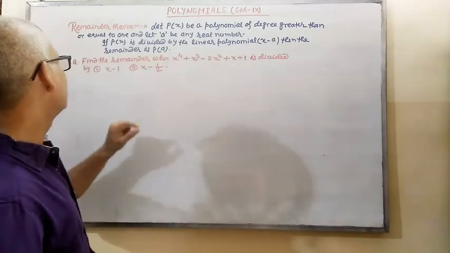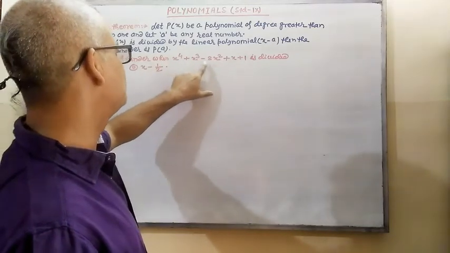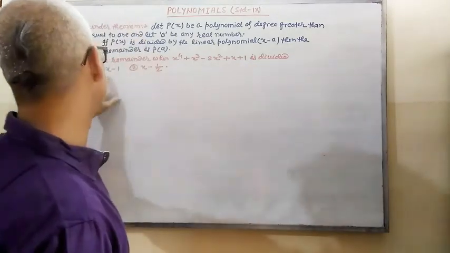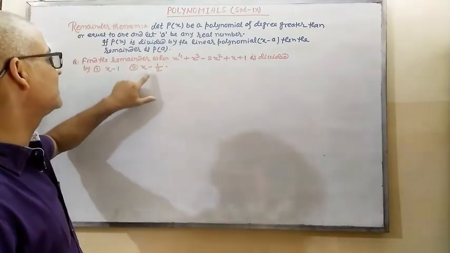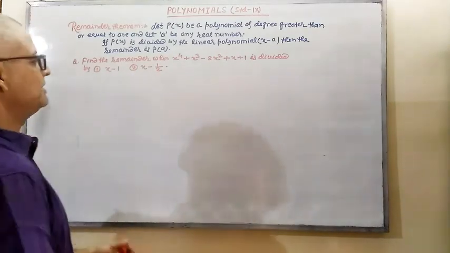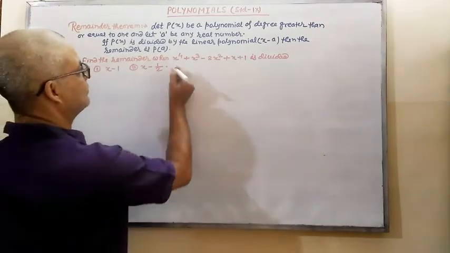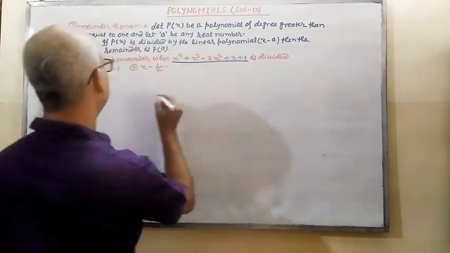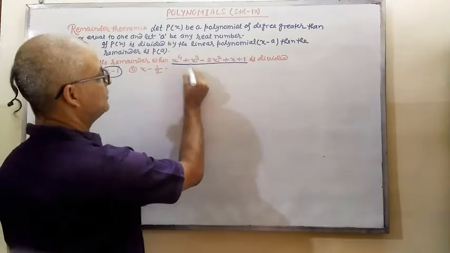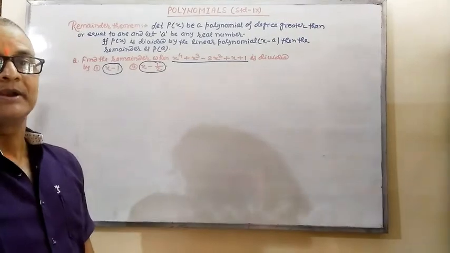For example, find the remainder when x to the power 4 plus x cube minus 2x square plus x plus 1 is divided by first x minus 1 and second x minus half. What is the remainder when this polynomial is divided by x minus 1? And when this polynomial is divided by x minus half, what is the remainder?